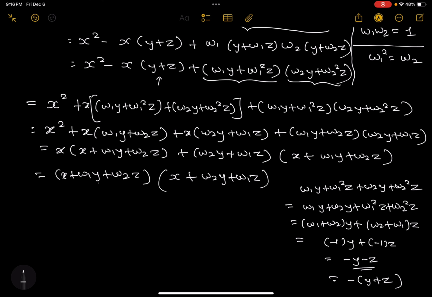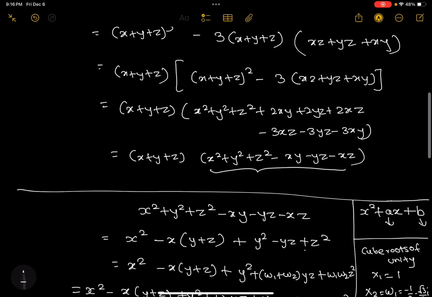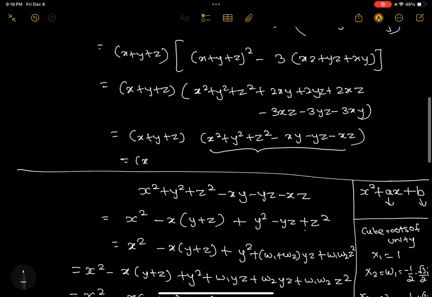Note that these coefficients of y and z are just interchanged with each other, right? So initially y had omega 1, but now y has omega 2. z had omega 2, but now z has omega 1. So yeah, now we have factorized the second expression. So now I can write this as x plus y plus z, x plus omega 1 y plus omega 2 z, x plus omega 2 y plus omega 1 z, right?